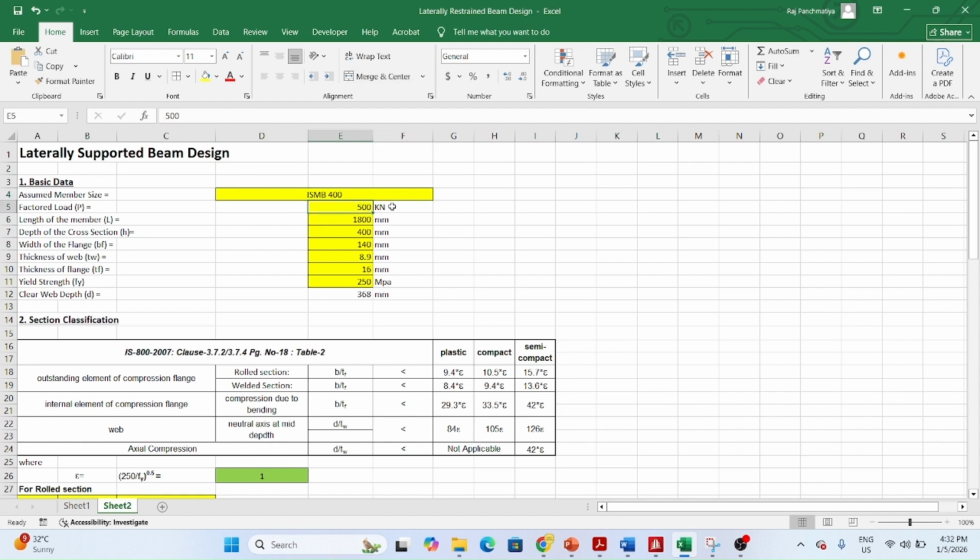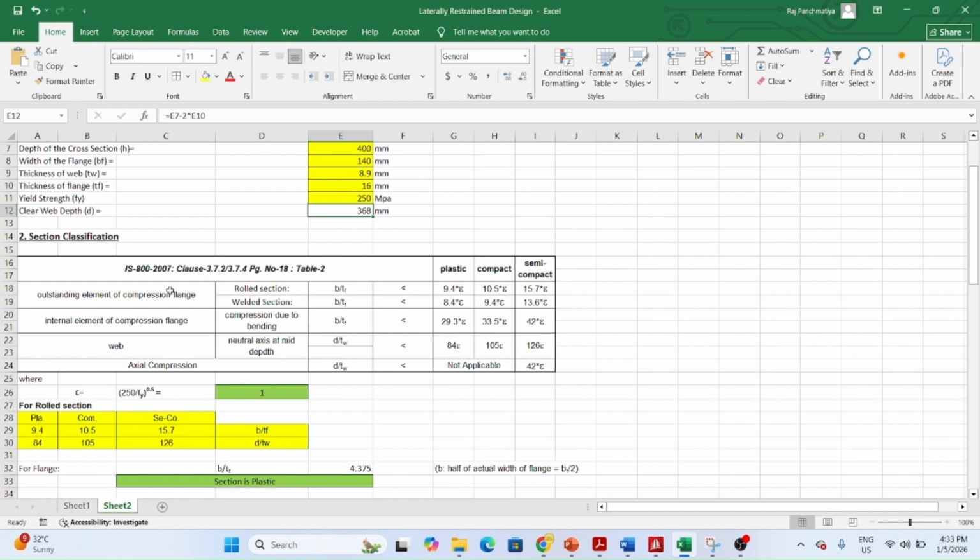The load that is acting on it is 500 kilonewton. Length of the member is 1800 mm. Depth of the cross section is ISMB 400, so it will be 400 mm. Width of the flange is 140. Thickness of web is 8.9. Thickness of flange is 16 mm, and yield stress is 250 megapascal. You can get all these values from the steel table. Now let's first calculate the clear web depth. So clear web depth will be nothing but the total depth, that is 400 minus 2 times the flange thickness. So that is 368 mm.